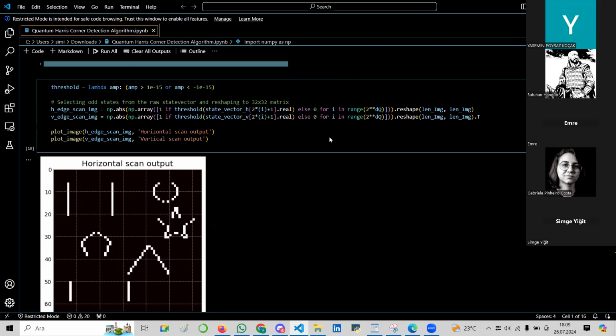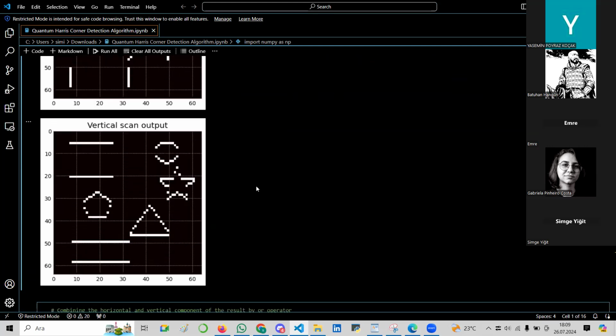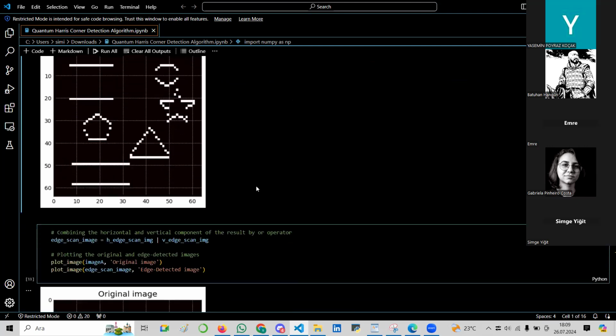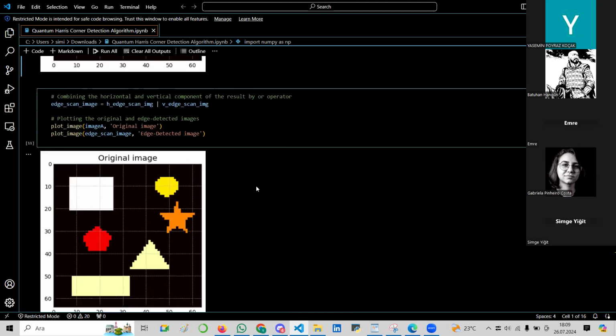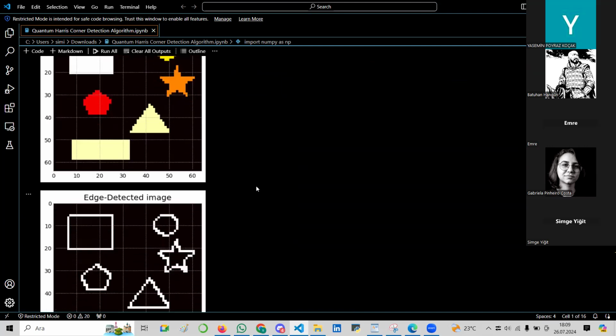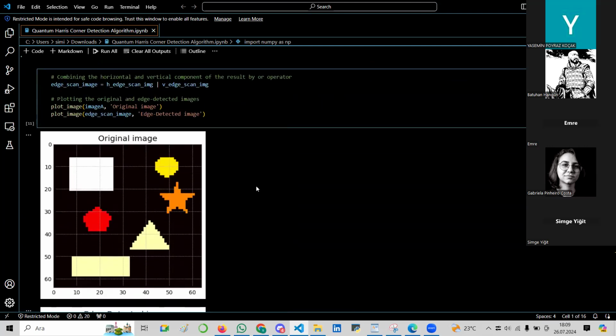Similarly, when we take the vertical derivative, we get the horizontal lines. Can you go down further? Finally, we have the superposition of both the vertical and the horizontal. That is the edge that we get from this original image.